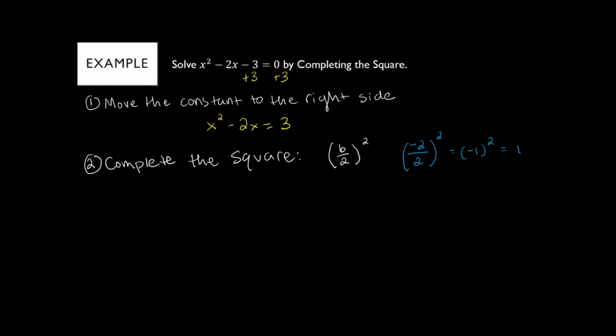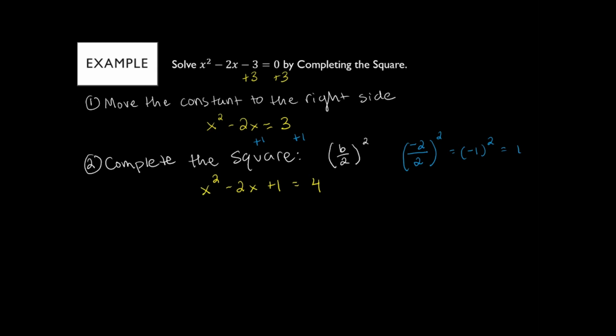And we're going to add this to both sides of the equation. So I'm going to be adding 1 to the left and the right. So that gives me x squared minus 2x plus 1 equals, and then 3 plus 1 is 4. So we just completed the square, because now what we have on the left is something that we can factor. That would factor to x minus 1 times x minus 1, which is just x minus 1 squared.